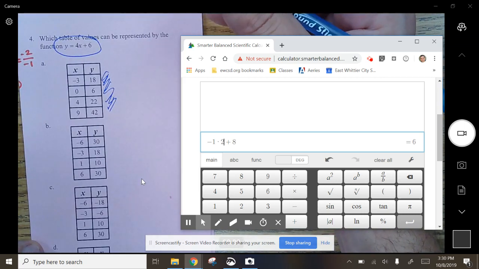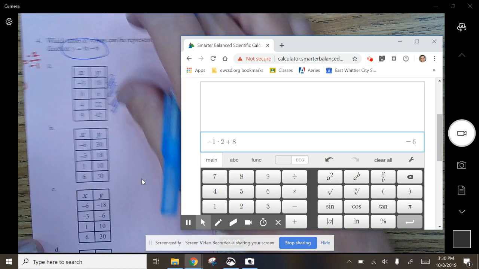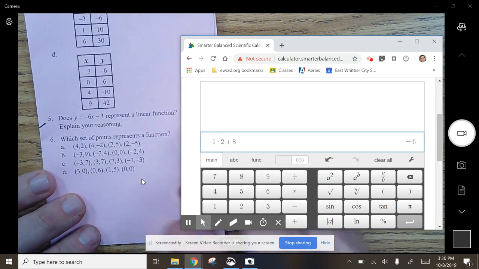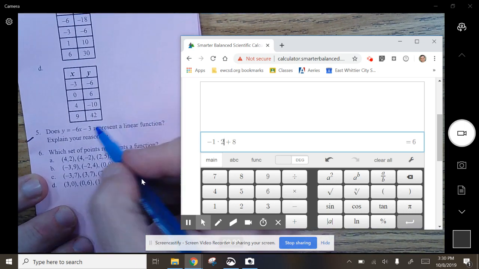Then that table is true. Okay. Make sure you try this one on your own, but you're just going to type them all in to see if they all work. Number 5 is a little confusing. Does this represent a linear function? Explain your reasoning.